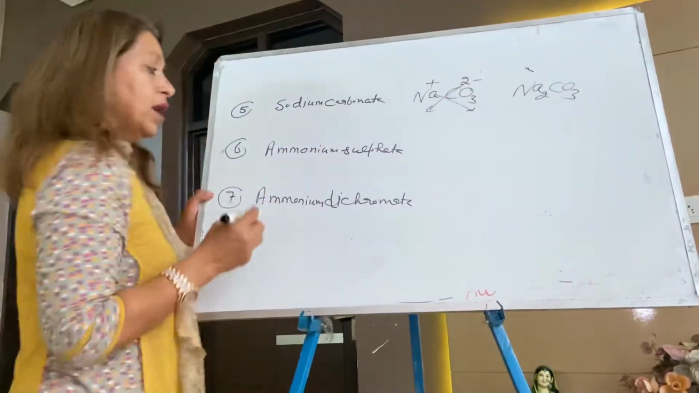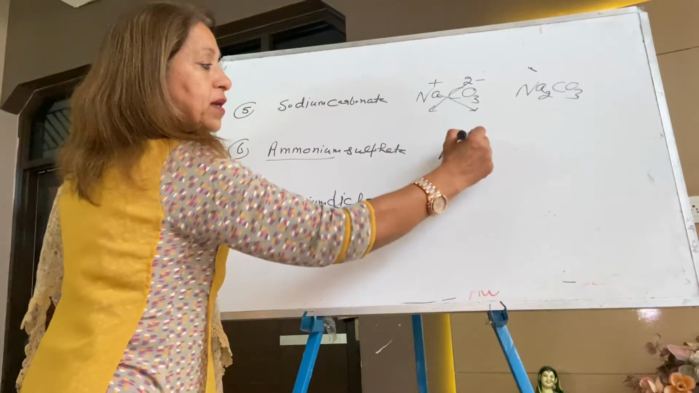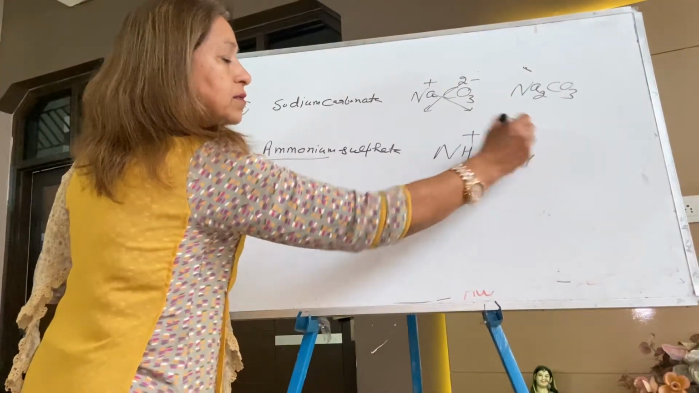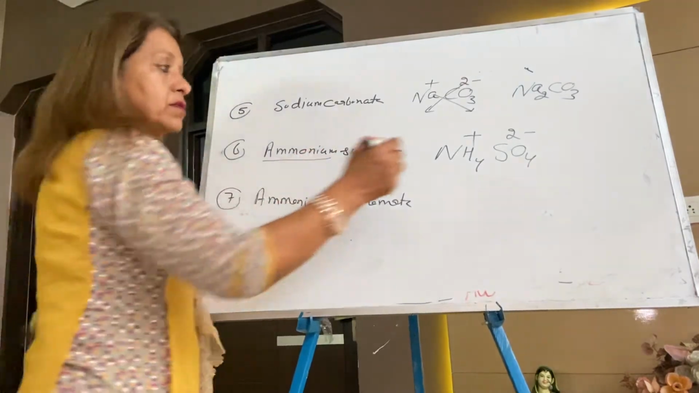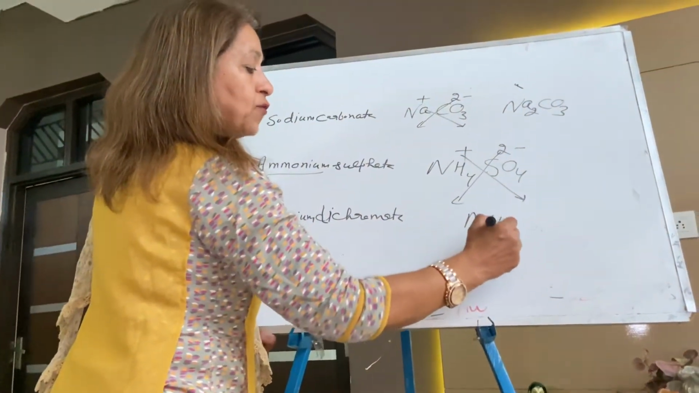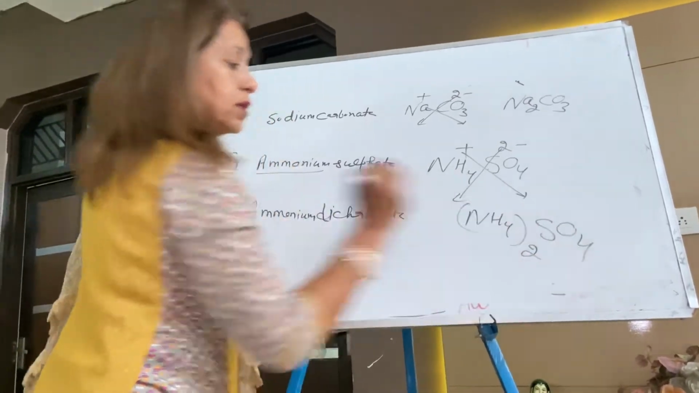Na2CO3. Ammonium is NH4 plus, sulfate is 2 minus. Crisscross, the formula becomes (NH4)2SO4.